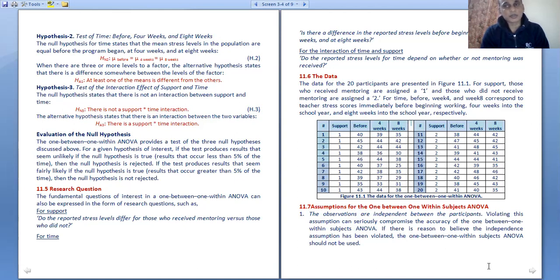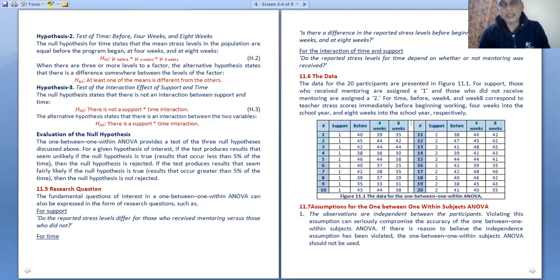But if you look at the alternate hypothesis, it says that at least one of the means is different from the others. Now, coming to the third hypothesis, here we are saying that there's an interaction taking place between the two independent variables, that is support and time. In case of the null, there is no such interaction. But in case of the alternate hypothesis, there is an interaction taking place.